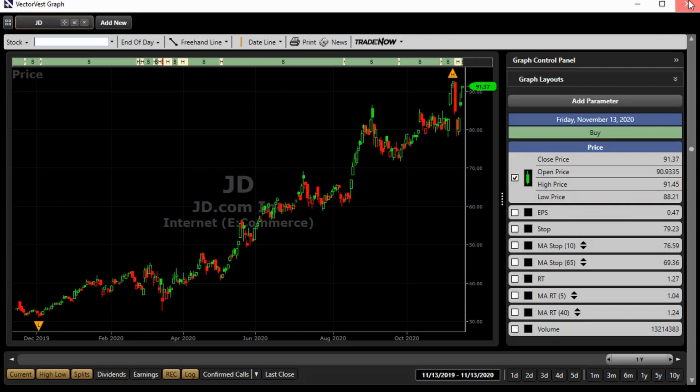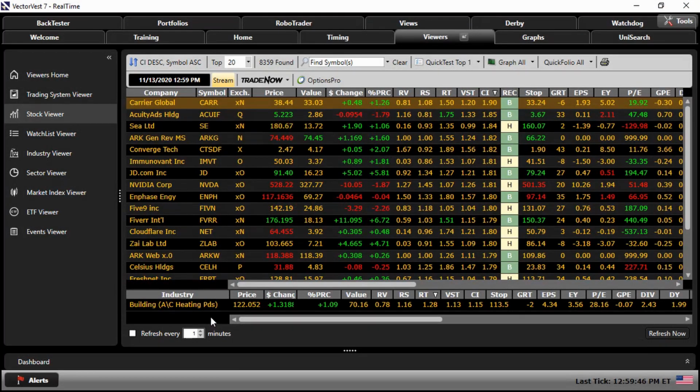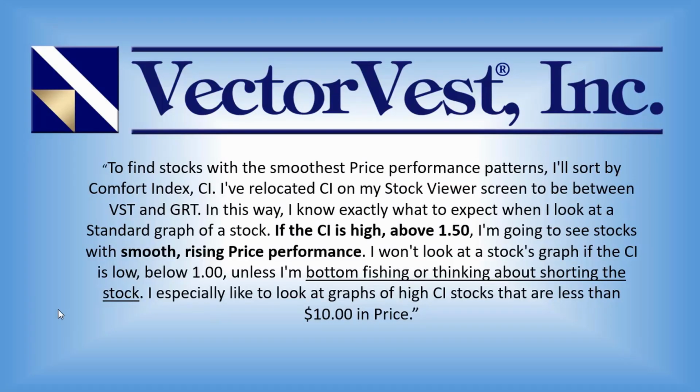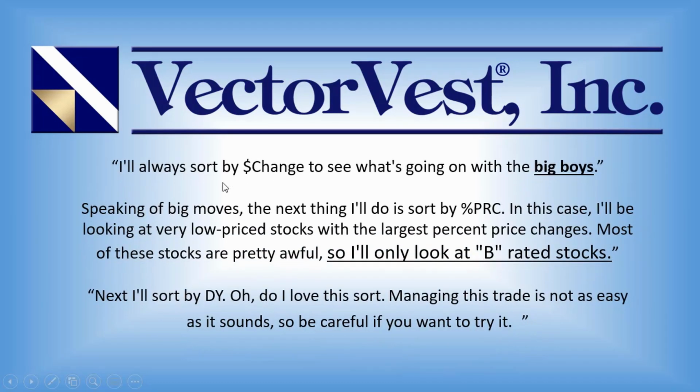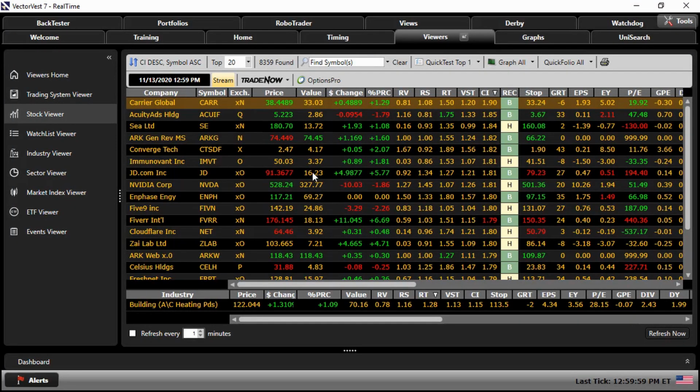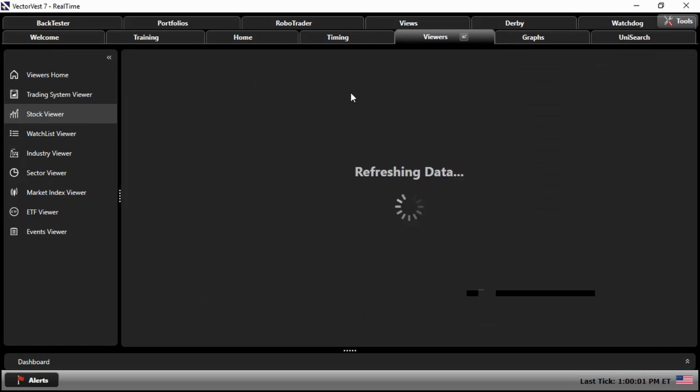All right, let's go to a couple of other tactics that Dr. Dealer likes. Let's go look at sorting by dollar change. He does this to see what's going on with the big boys. So let's go back into the software to look for the big boy movement. Let's click on dollar change. You're going to find the big boys.